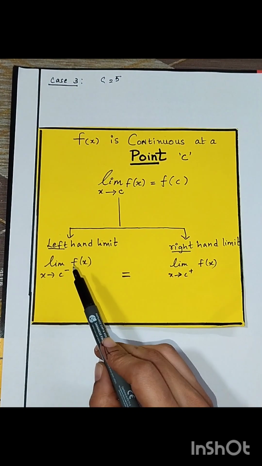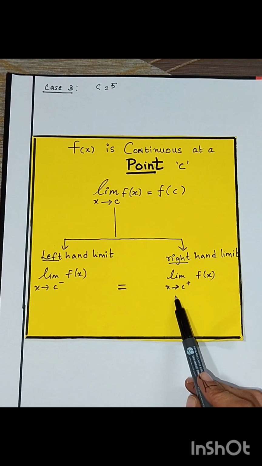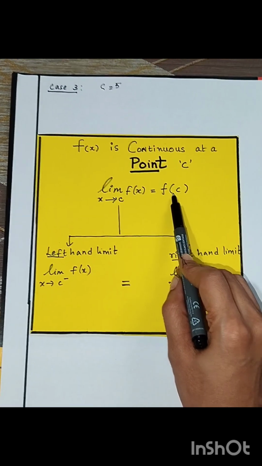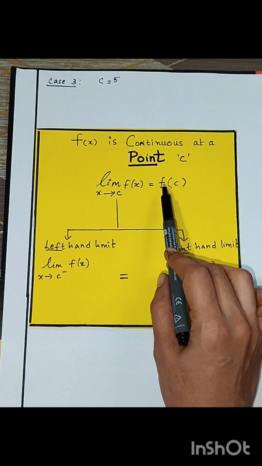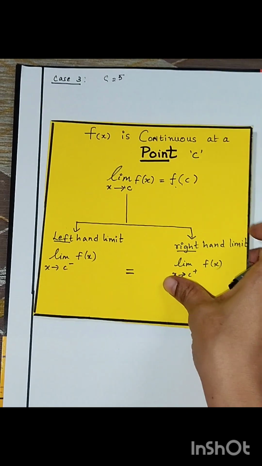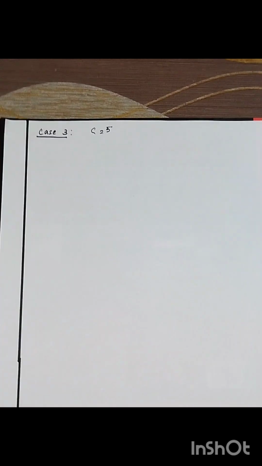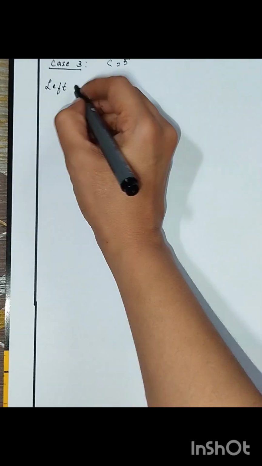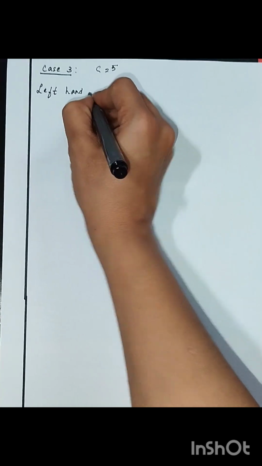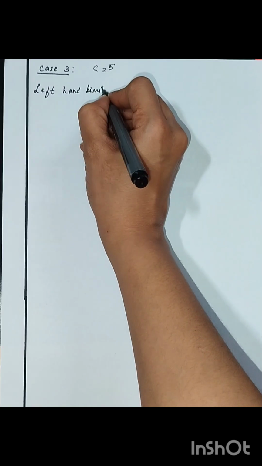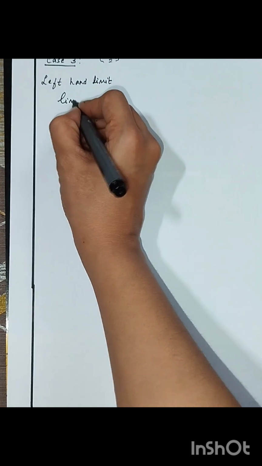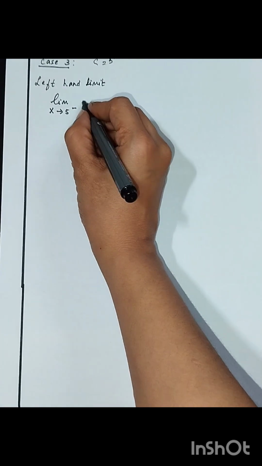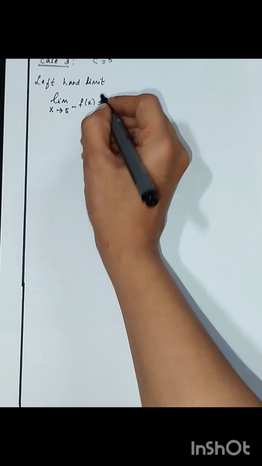So first we will find the left hand limit and the right hand limit. We'll solve for this value, and then we'll solve for f of c and check whether they both are equal. The first one is the left hand limit, that is, the limit as x approaches 5 minus of f of x.